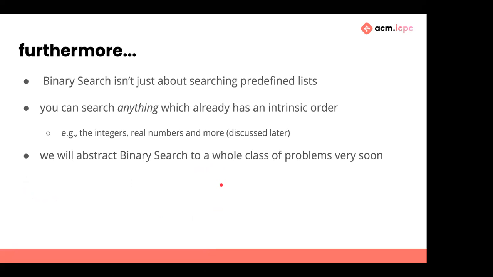Okay, yeah, but binary search goes even further than that. In the previous example, we were just searching a list of predefined values. But with binary search, you can search over anything that has an intrinsic order, which can be the integers, real numbers, and there are more examples that we're going to discuss later.